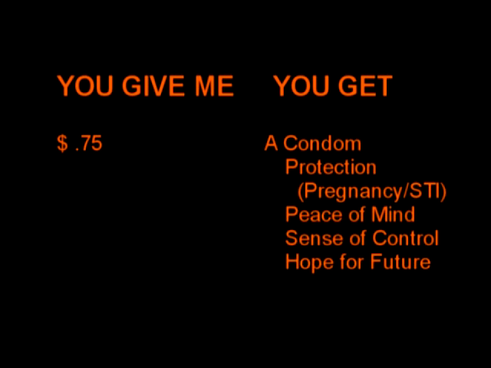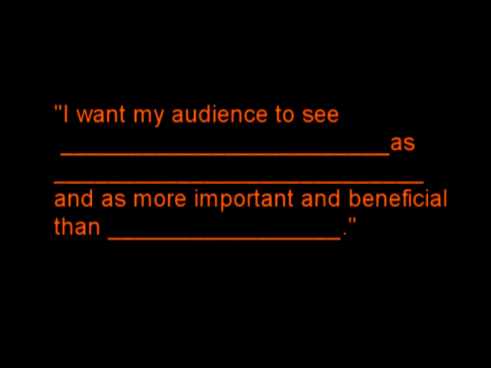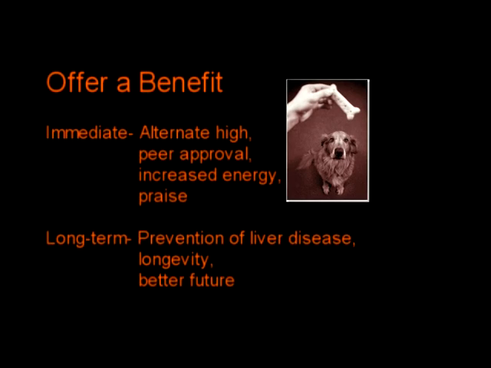Now let's look at an exchange a little closer to home. If you are selling condoms, in addition to providing them free of charge, here's what you might be exchanging for that price along with the condoms. Protection, peace of mind, a sense of control, and maybe even hope for the future. Think about the behavior that you are promoting and try to complete this sentence. I want my audience to see abstinence as popular and more beneficial than, let's see what the competition is. Sex could be a tough sell. When we are looking for benefits that outweigh the costs, we should be looking at immediate and not long-term benefits. We know that the wider the gap between action and consequences, the harder the sell. For example, abstaining from sex now and preventing STIs in the future just might not be very convincing.